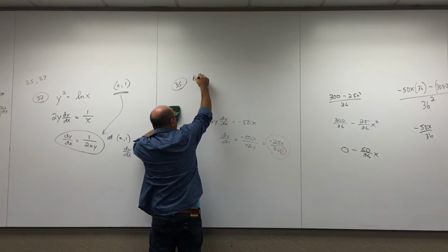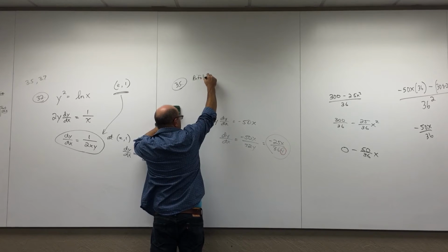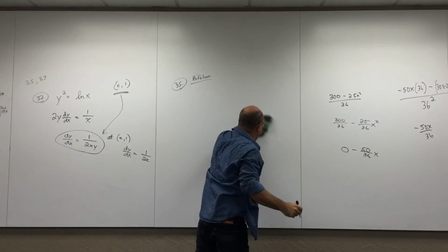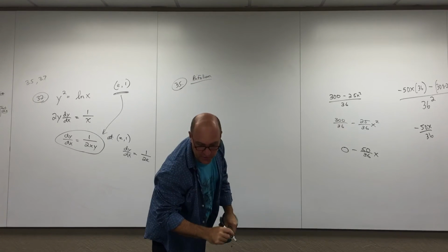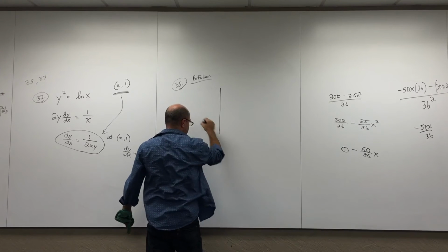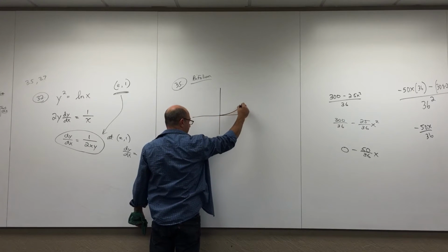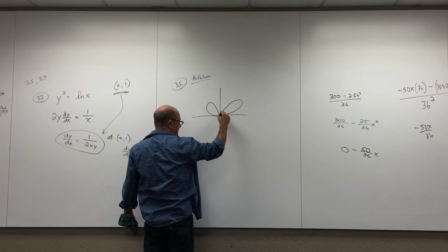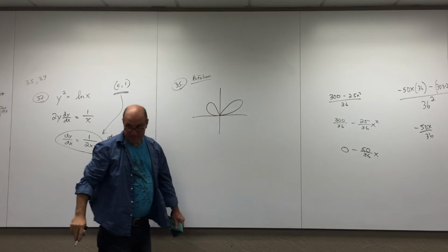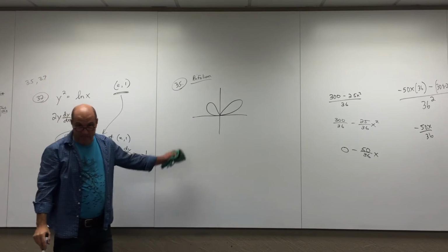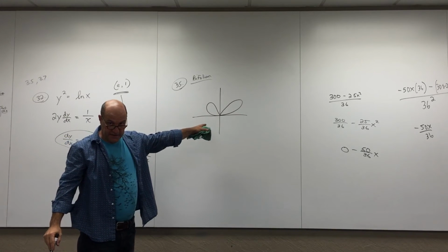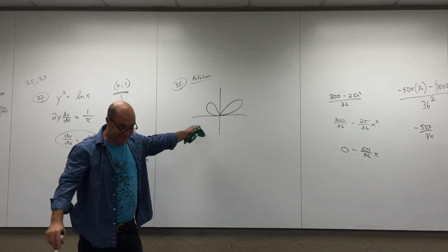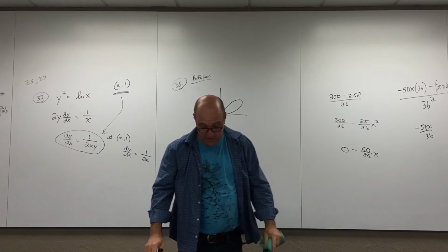They call this a bifolium. This is kind of interesting. It's this crazy looking curve here. It looks like this. See this curve? It's kind of a cool looking curve. They call it a bifolium. It could be wings of an insect, not wings of an angel, whatever it is.